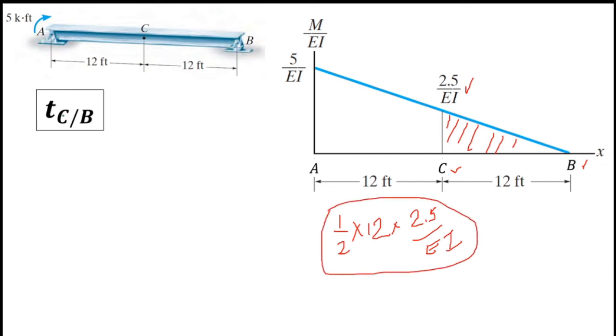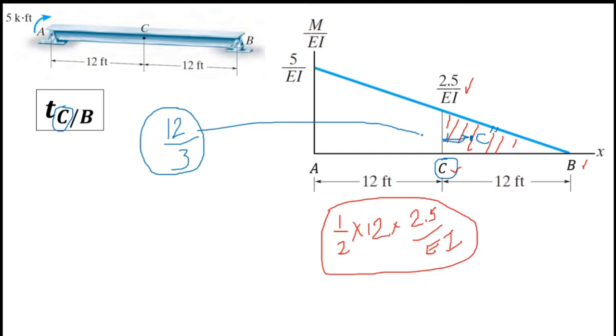Here also two letters, left side letter and right side letter. So we have to take moment about the left side letter, which is capital C. So we have to take moment about this capital C point. Then we have to know the distance to the centroid from C. So let's say this is the centroid. So this length is equal to, overall length is 12 over 3. This is the distance to the centroid from point C.